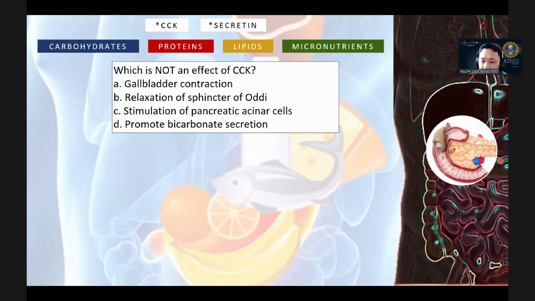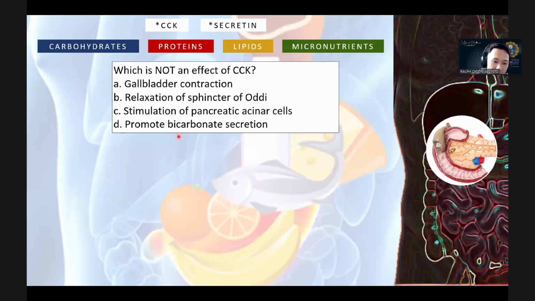The sphincter of Oddi is the structure in the duodenum which drains the secretions coming from your pancreas and from your bile duct, from your gallbladder. Another function of your CCK is that it stimulates your pancreatic acinar cells to produce the enzymes, be it amylase, lipase, or proteases. CCK increases the secretion of those, or in other words, the primary secretion of your pancreas. So the answer here is letter D, your bicarbonate secretion.